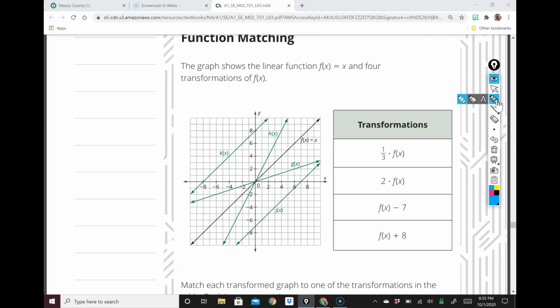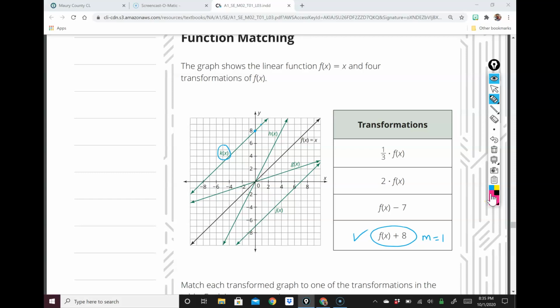Let's see what we have here first. Let's take k of x. It's kind of sticking out there. Notice how it crosses at 8 on the y-axis. So I'm going to be looking for 8 right there. And I notice that its slope would be 1. So I would be going up 1 to the right 1, up 1 to the right 1. So that seems to work.